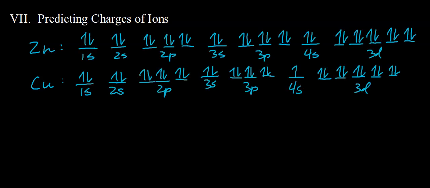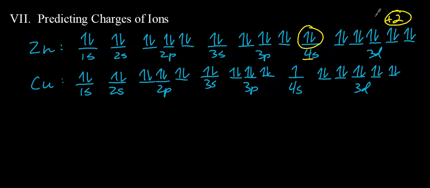So here are the orbital diagrams. Highest occupied energy level in zinc. Biggest number I see there in the orbital diagram is 4, so the 4th energy level. Circle all of the electrons in the 4th energy level. And so zinc forms an ion with a +2 charge.